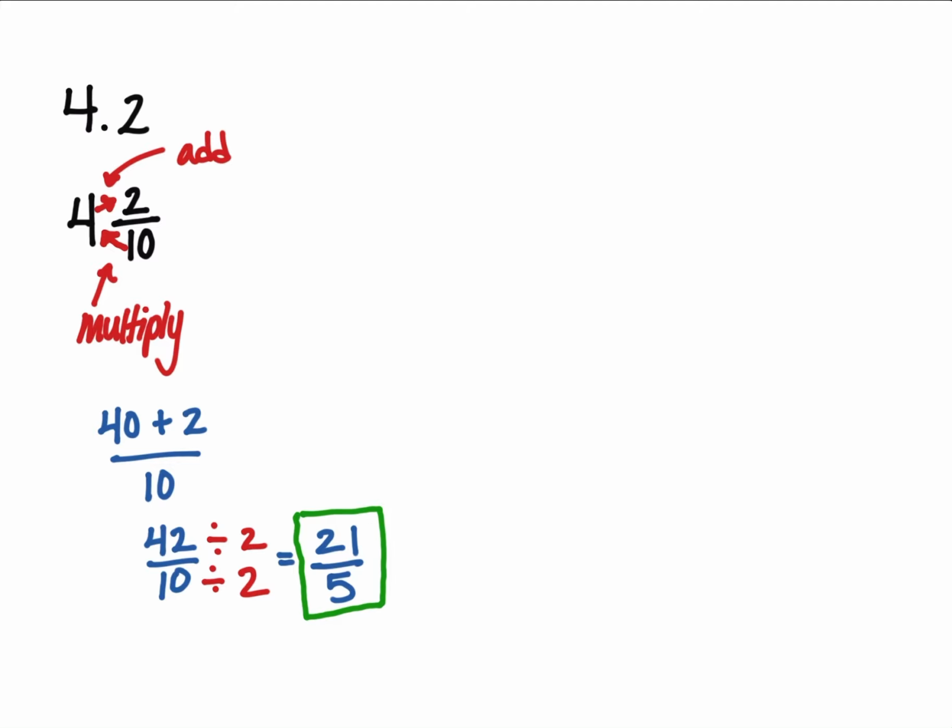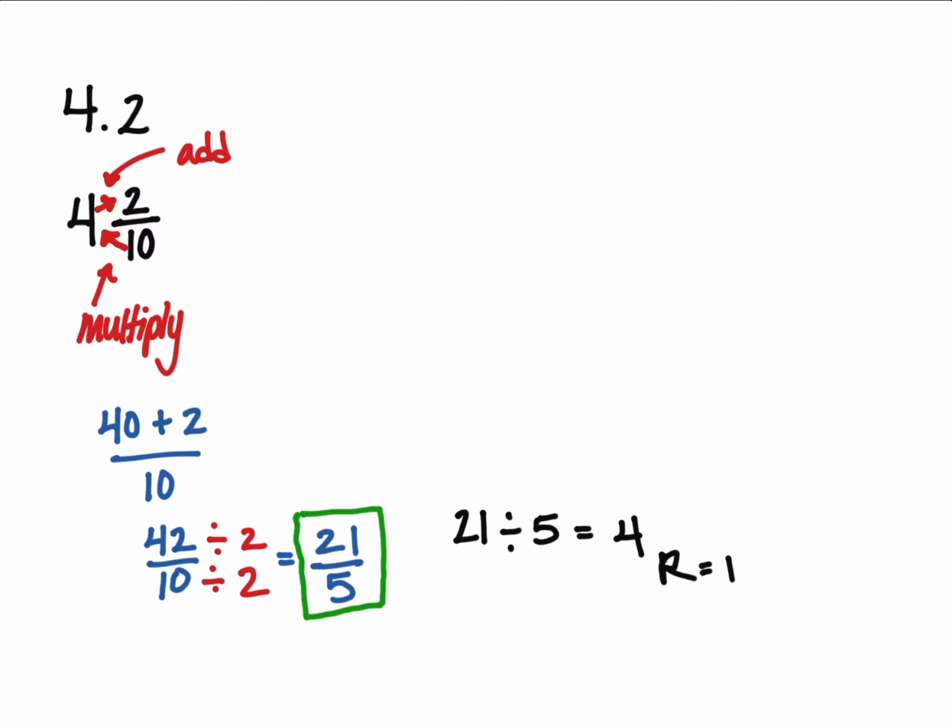Now, this is an improper fraction, right? So now what if we wanted to turn this improper fraction into a mixed number? In order to do that, you take the denominator and see how many times it goes into the numerator. So we want to go 21 divided by 5. That gives us 4 with the remainder, right? The remainder is going to be 1.